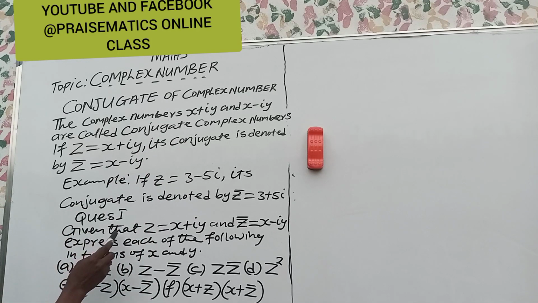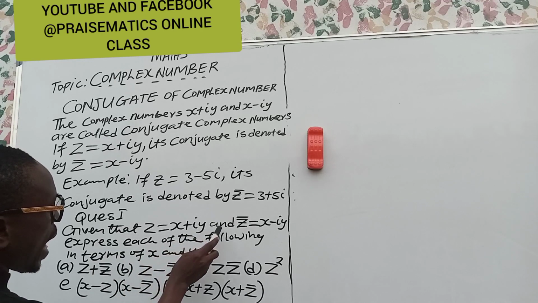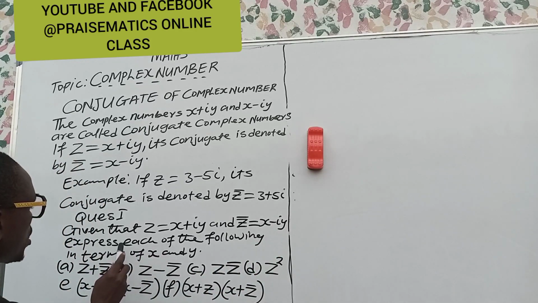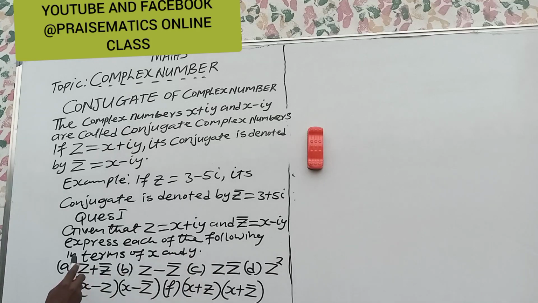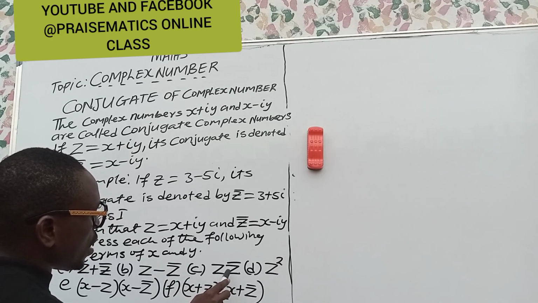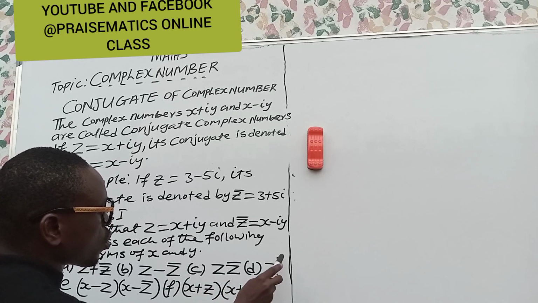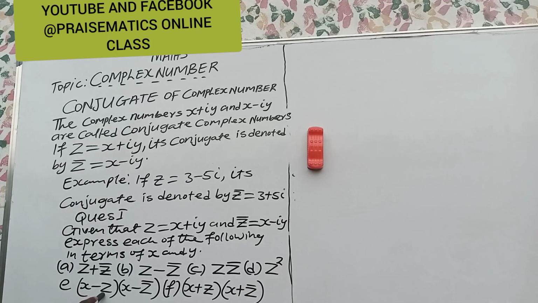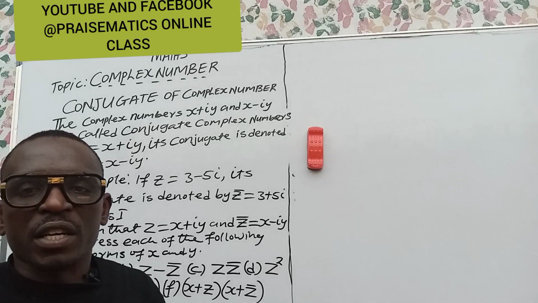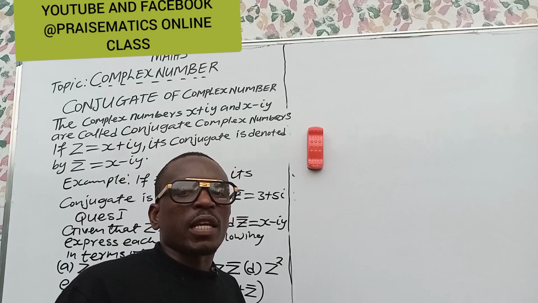Now, question on the board. Given that z is equal to x plus iy and z bar is equal to x minus iy, express each of the following in terms of x and y. A, z plus z bar. B, z minus z bar. C, z into z bar. D, z square. E, x minus z, x minus z bar. F, x plus z, x plus z bar. Now we are going to take them one after the other to solve them.